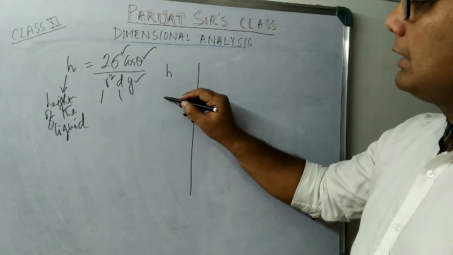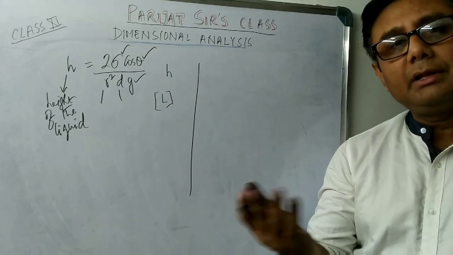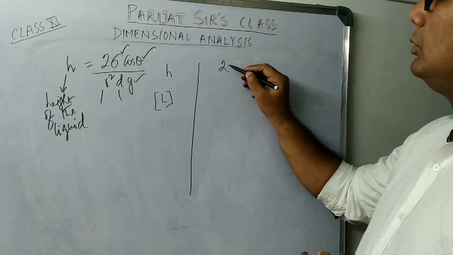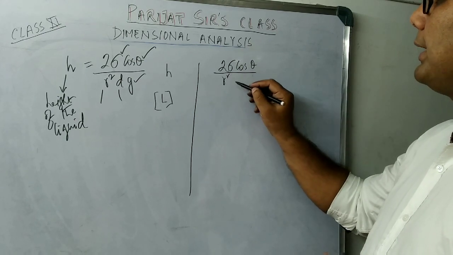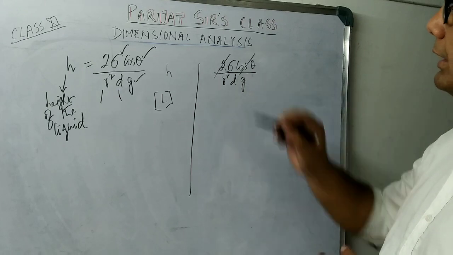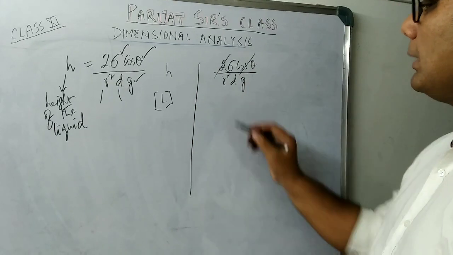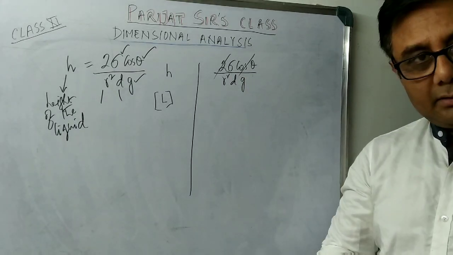Left side is H and we represented it as L because height is measured in length only. So next here we will use this formula, 2 sigma cos theta by r square d into g. Out of that we won't take 2, we won't take cos theta. They don't have dimensions. So sigma was surface tension, so force per unit length.